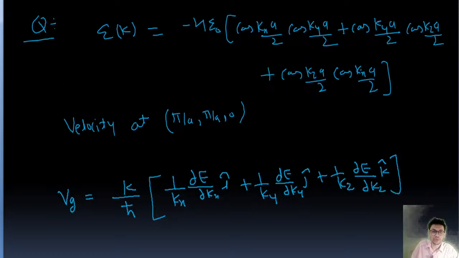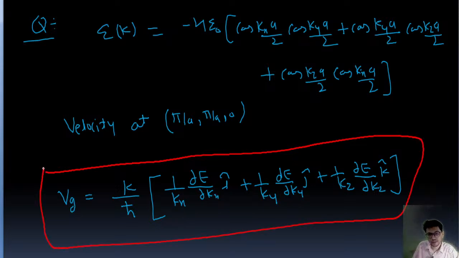You need to note down. So group velocity is the important one. That is h cut upon k upon h cut into 1 upon kx del E over del kx i cap plus 1 upon ky del E over del ky j cap plus 1 upon kz del E over del kz k cap. Okay, so this is the formula.